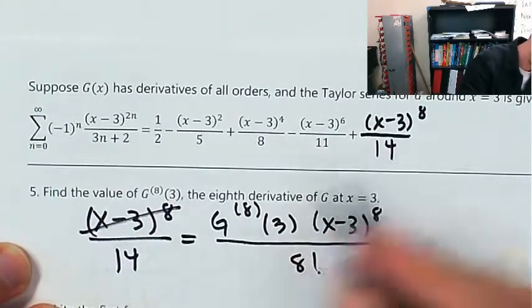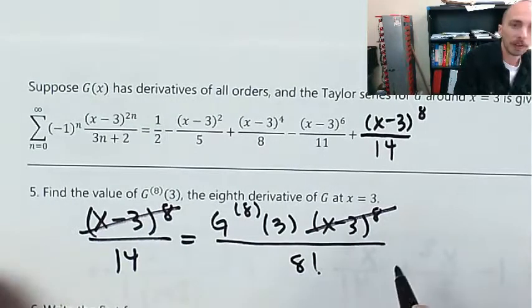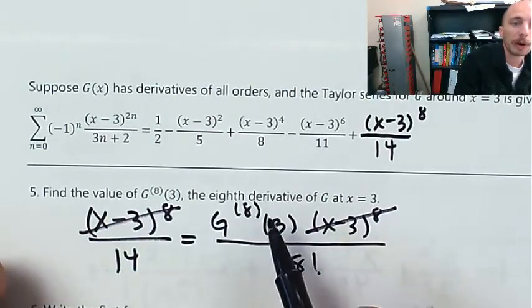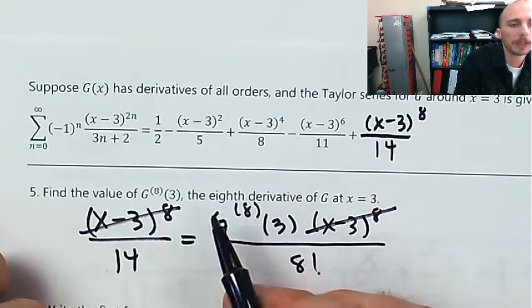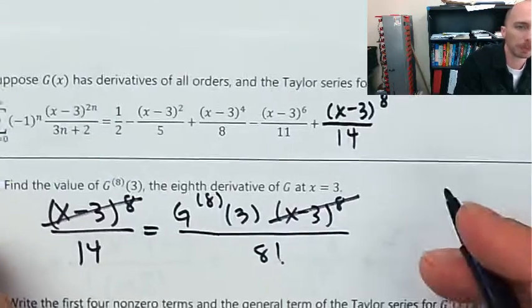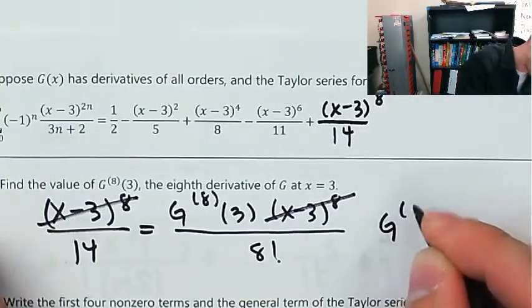So I'm going to cross off the x minus 3 to the 8th power, because that's not telling me anything about the derivative. And now I know the 8th derivative divided by 8 factorial is 1 over 14, so it's just going to be 8 factorial divided by 14. So I'll just write that in over here.